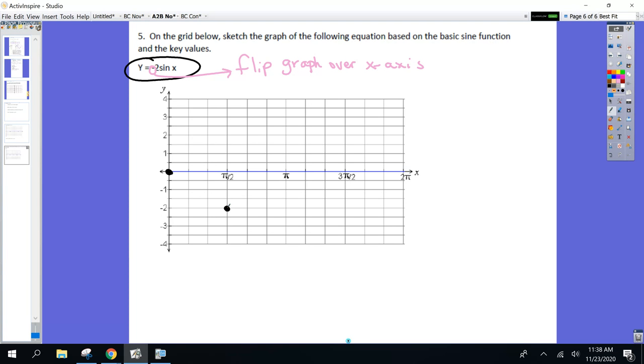Back to the midline at 0. Usually it would go to the minimum here, but we're flipping things. So now it's going to go to the max, which is 2. And where does every sine curve end? Midline. There you go. And everyone take a look. This is the sine curve flipped over.